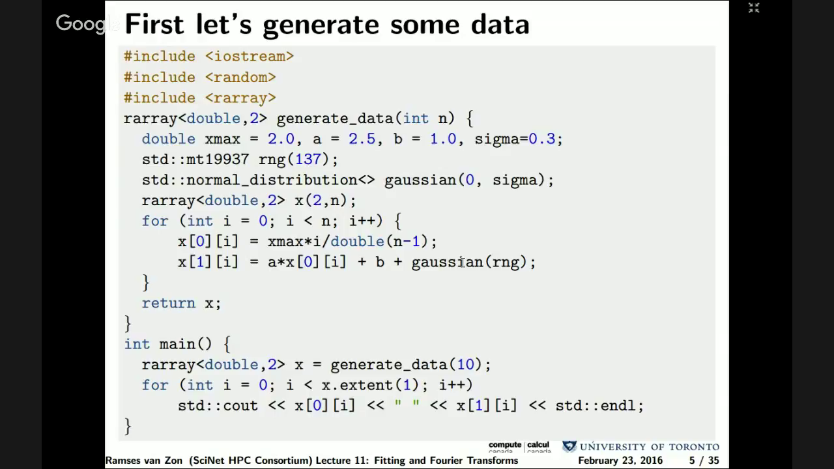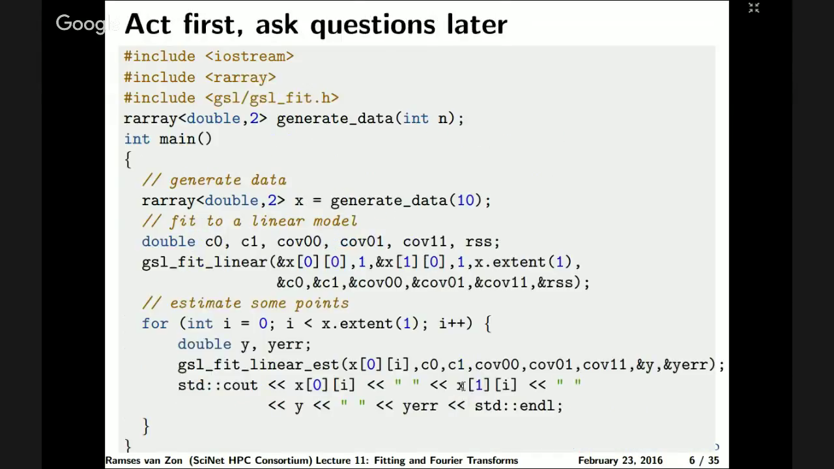And we're doing that, of course, because that way we could check if our fitting procedure is doing the right thing by seeing if we get the right values for the coefficients A and B. So this is just generating the data, and this little section here prints it out to screen. So now I'm going to fit that.